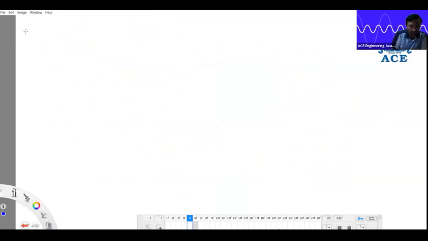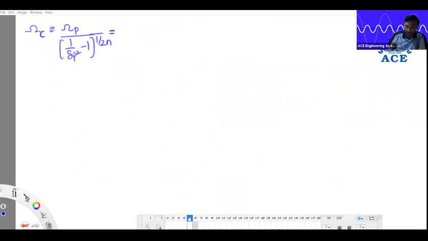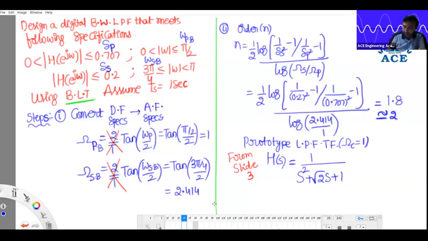What is the omega c relation for us, sir? Omega p divided by 1 by delta p square minus 1 whole power 1 by 2n. What is the omega p number we got here? 1. Divided by 1 by delta p square, means 1 by 0.707 whole square, whole power 1 by 2n. Order is 2 or not?